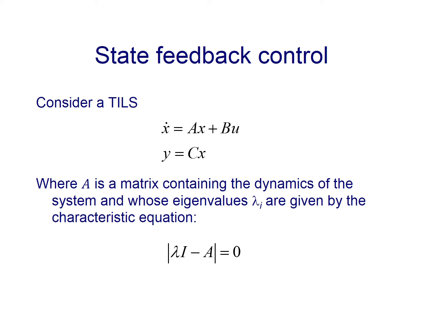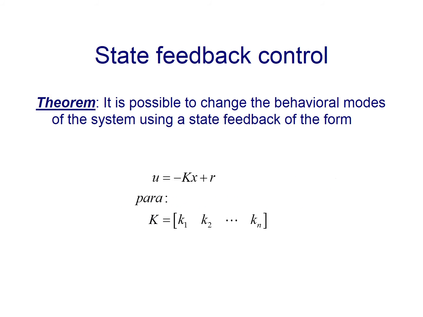Okay, if we want to change the dynamics of the system, we change the poles. If we need to change the poles, then we need to change the eigenvalues. If we need to change the eigenvalues, then what we need is to change matrix A, but matrix A is given data. If you can see, the main idea here is that this matrix is the coefficient of x. So let us find a way to change the coefficient of x in this equation. The only way to do that is through this control law u.